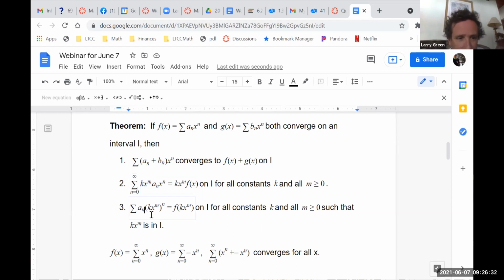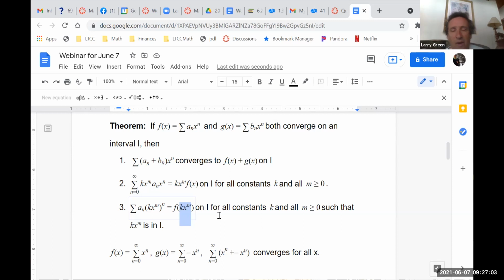Okay, and the next one says, the summation of a_n k x^m to the n equals f of k x^m. All that says is that you're allowed to do substitution. So remember, we have f of x equals this. So instead of x, if you put k x^m, you can substitute k x^m for the x, and it works. And the rate and the convergence does not change.